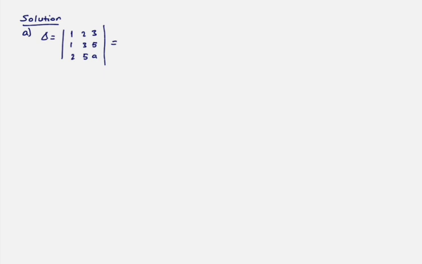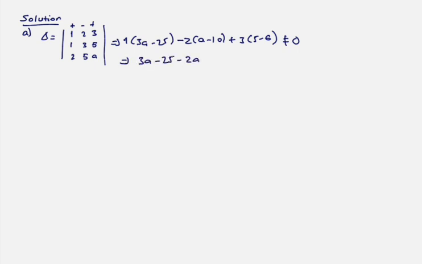ስለዚህ ዲተርሚናንታችን ይሄንን ሮ በመጠቀም it's 1 into 3a minus 25 minus 2 into a minus 10 plus 3 into 5 minus 6 should be different from 0. Because this implies that 3a minus 25 minus 2a plus 20 plus 15 minus 18 should be different from 0. So like term በመሰብሰብ መጨረሻ ላይ a minus 8 should be different from 0, so a should be different from 8.